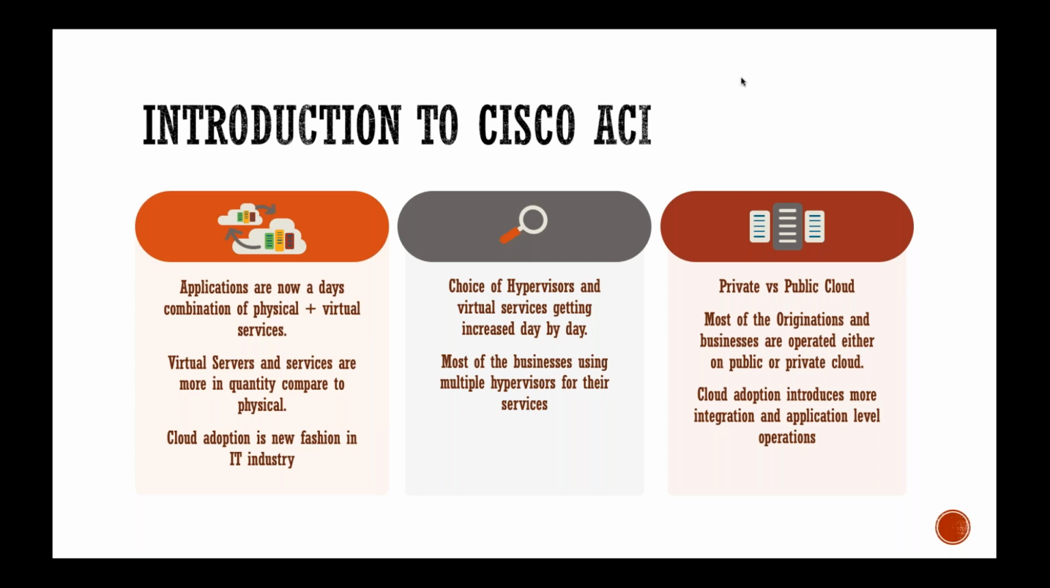Second is your choice of hypervisor. Earlier we used to have a very limited number of hypervisors. Now we have a number of hypervisors available. We can use Hyper-V, we can use the VMware hypervisor, we can use Kubernetes. We have a number of hypervisors which can run different numbers of services. So instead of installing your applications and services directly on the server, you can have a hypervisor on your server, and that hypervisor can contain multiple services.